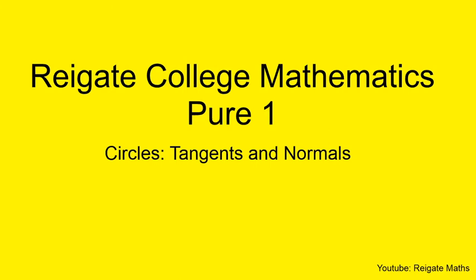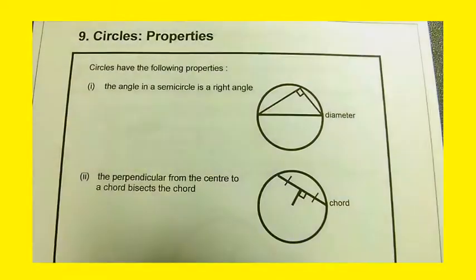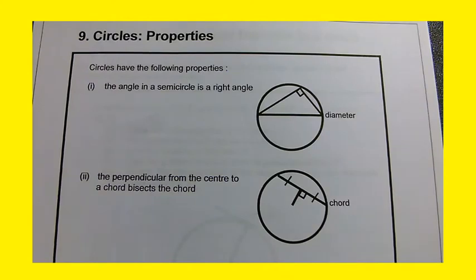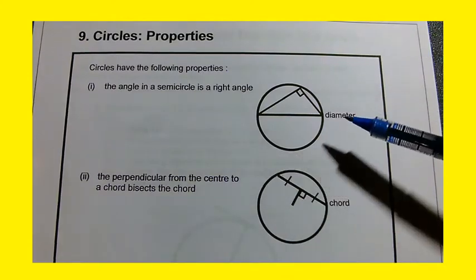Okay, and welcome to the final video on circles, where we will cover the properties of circles, and we'll do that quickly, and then we'll get on to looking at tangents and normals, which you will see throughout the A-level course when you're looking at curves as well. So let's get into some basic properties that you might have seen from GCSE as well.